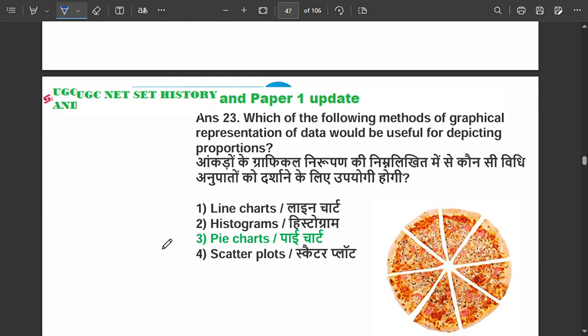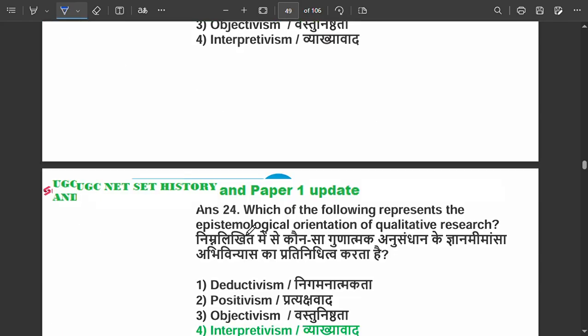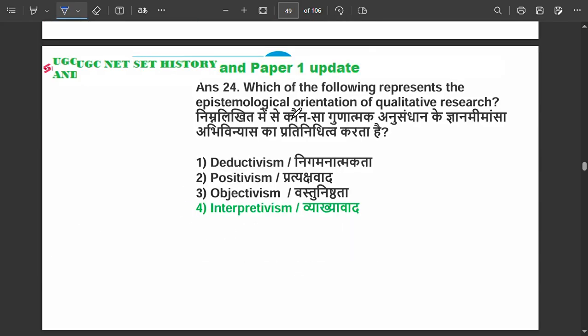Next, question number 23. Which of the following method of graphical representation of data would be useful for depicting the proportions? Option number 3. Pie charts was the correct answer. Next, question number 24. Which of the following represent the epistemological orientation of qualitative research? Option number 4. Interpretivism was the correct answer.